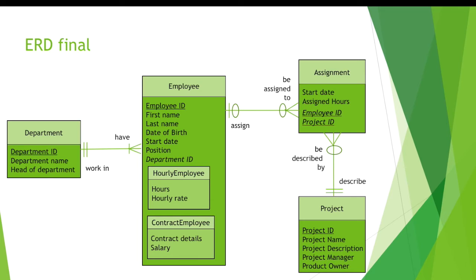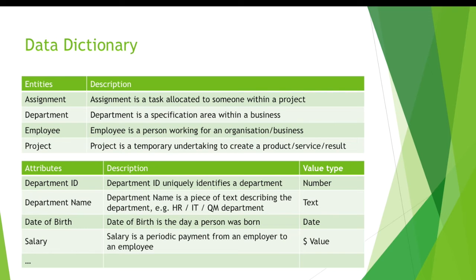Something I want to add to the model is a data dictionary, which is quite common. And this gives plain business definitions about the entities and the attributes that are contained in the model. And that ensures that you'll get a bit of a better idea of what they mean within the model. So for example, assignment is a task allocated to someone within a project. For attributes, we also store value types, and that basically tells you in what value an attribute can be stored in. So for example, in a number, a text, a date, or a dollar value as the most common ones.